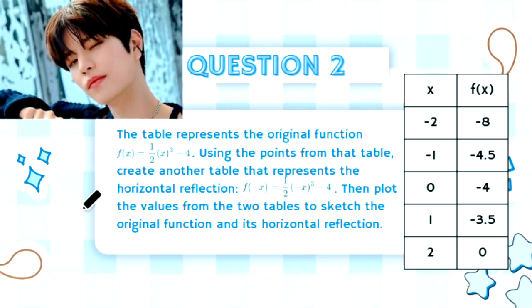Here's question number 2, and there's our lovely Seungmin. The table represents the original function f of x is equal to 1/2 x cubed minus 4. Using the points from that table, create another table that represents the horizontal reflection f of -x is equal to 1/2 x cubed minus 4. Then plot the values from the two tables to sketch the original function and its horizontal reflection. So for this one, all you really need to do is create the other table that represents the horizontal reflection. So pause the video, do that, come back.